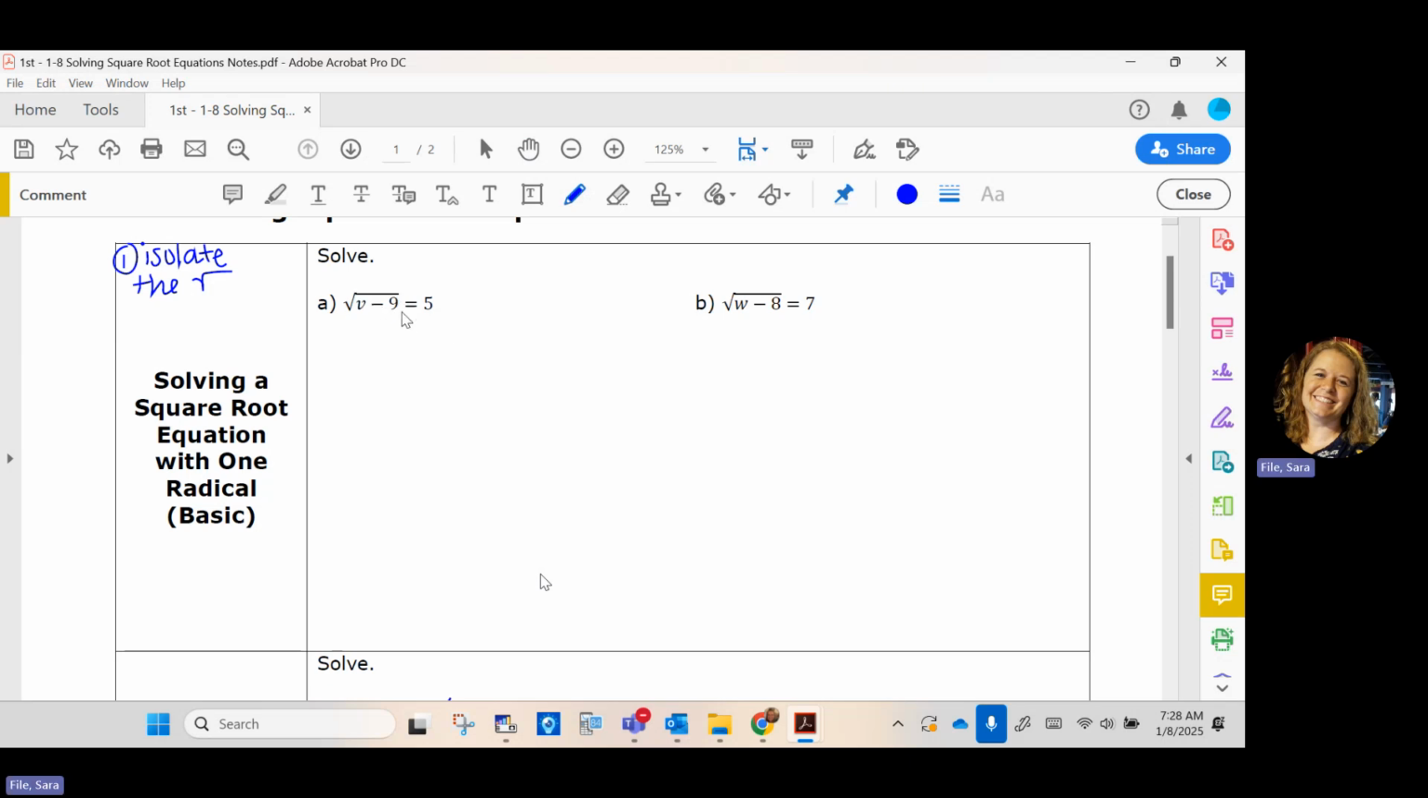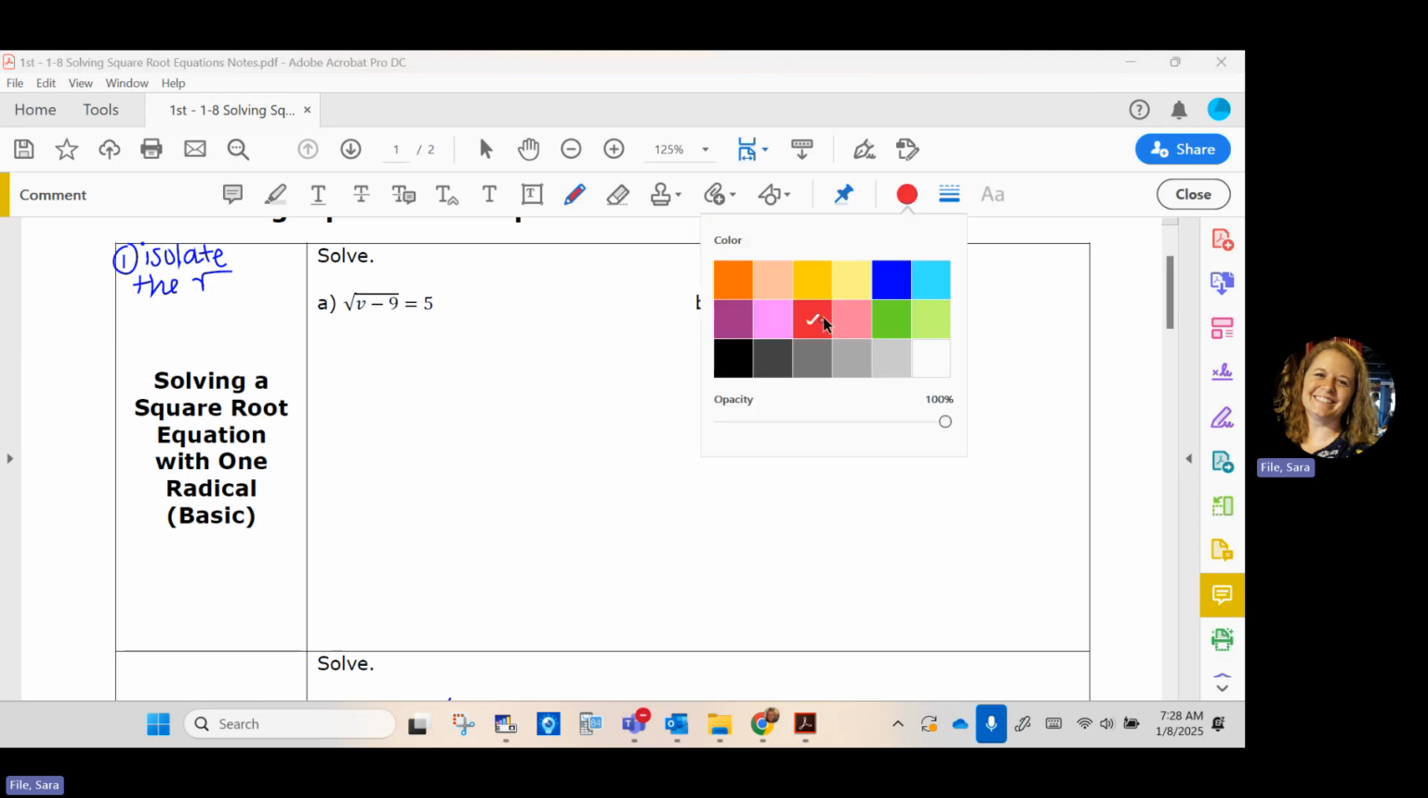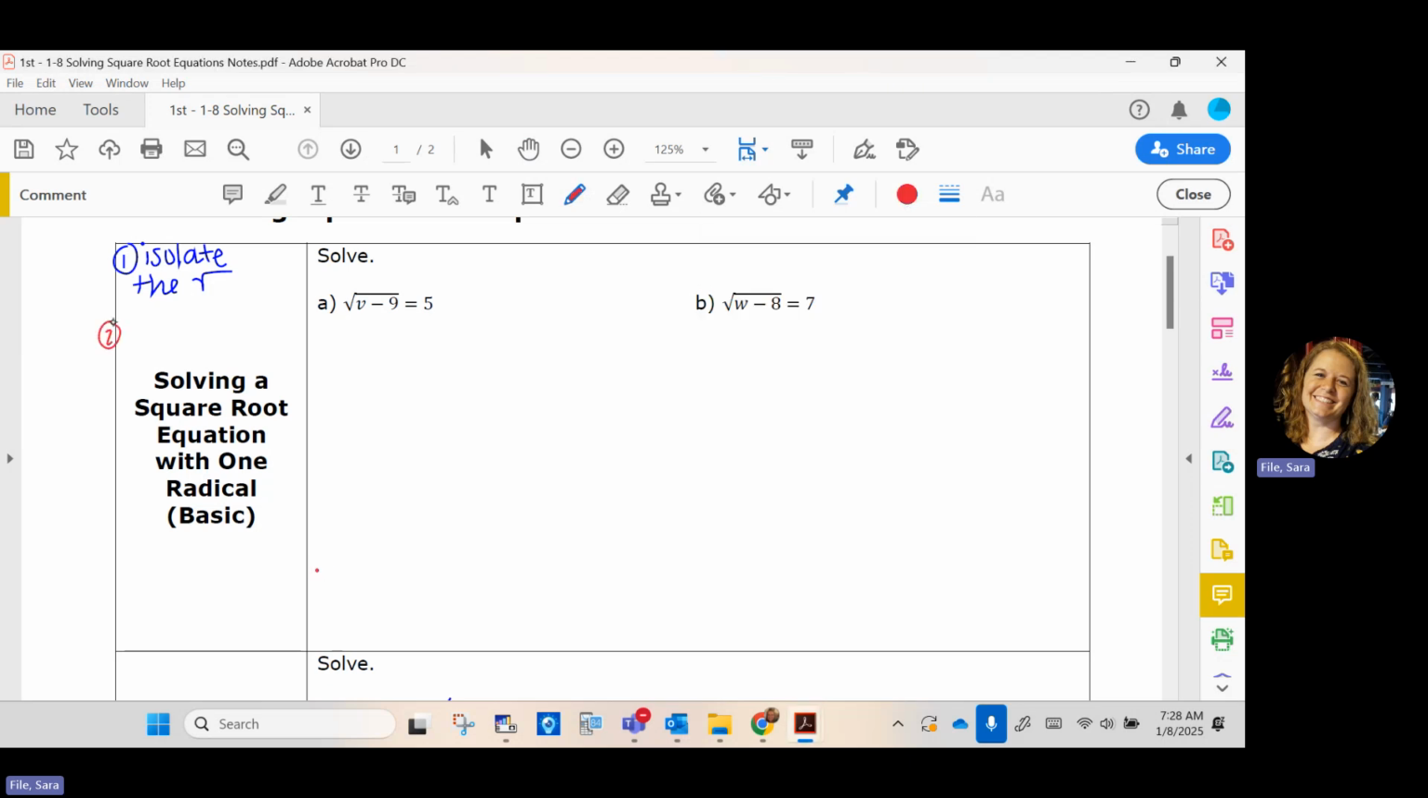So we isolate the square root. If that's already done for you, fantastic. So then the next step after you isolate the square root, step 2, is to square both sides. We want to get rid of the square root because the variable's under it and we need to solve for that variable. Okay, so when I square both sides, now this is just a number. It's just 5 squared. So I don't need any parentheses or anything.